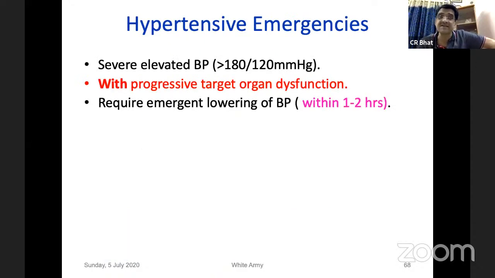Hypertension emergencies: very high blood pressure, more than 180 by 120, but there are life-threatening complications ongoing, with progressive target organ damage, like intracerebral bleed or pulmonary edema with very high blood pressure. We need to bring down the blood pressure very rapidly, within a few minutes to hours. The rapid lowering of blood pressure is required there. Okay.